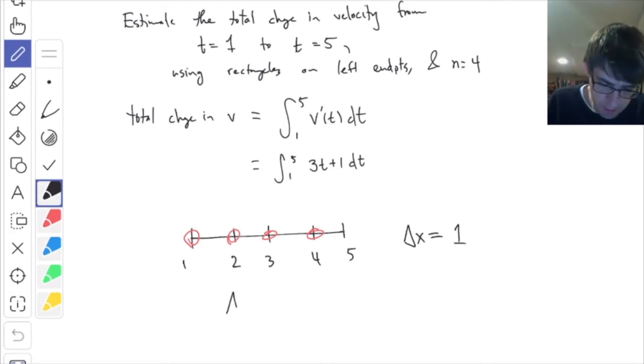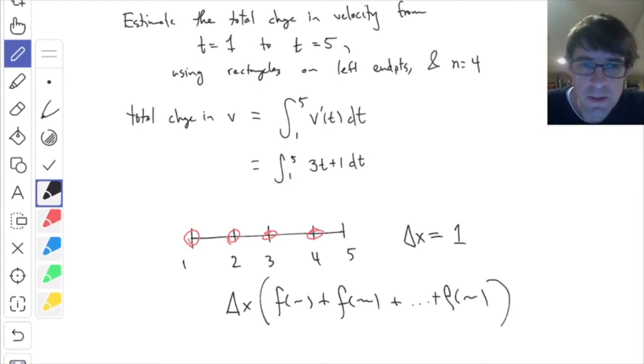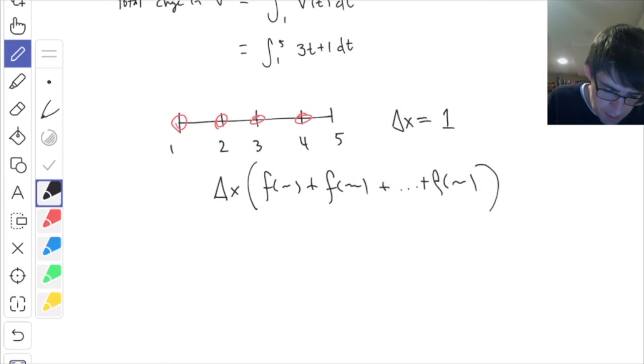The answer always looks like delta x times something: f of the first thing plus f of the second thing plus blah, blah, blah, plus f of the last thing. Or in this case, it's the second to last thing because I'm doing the left endpoints. Anyway, what we get is 1. So this is actually my final answer. The total change.